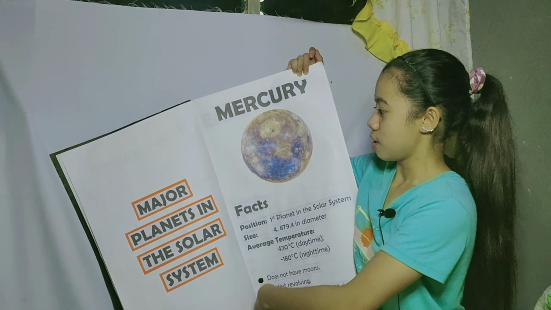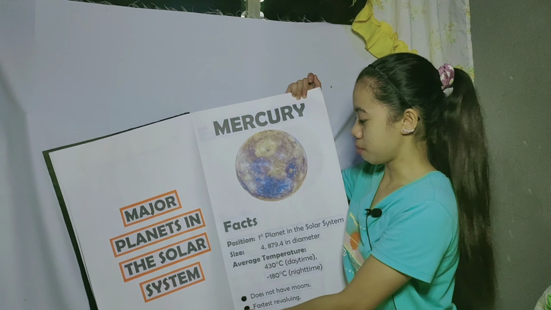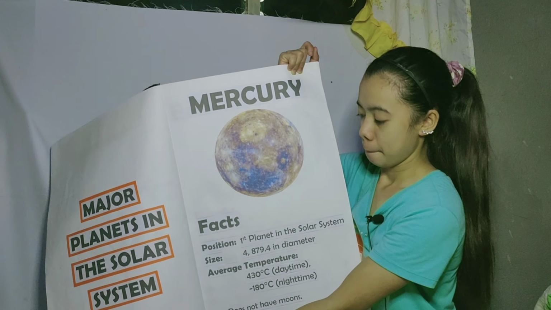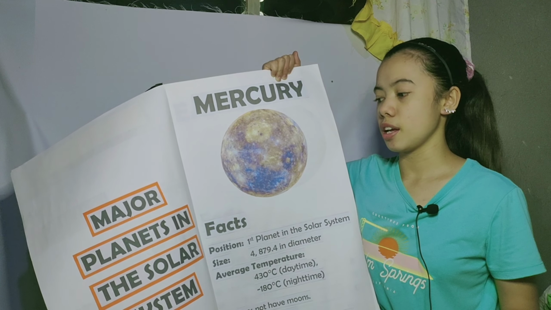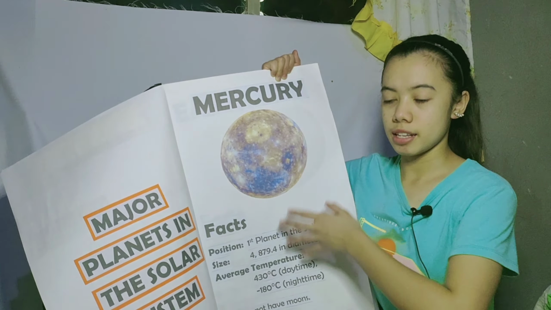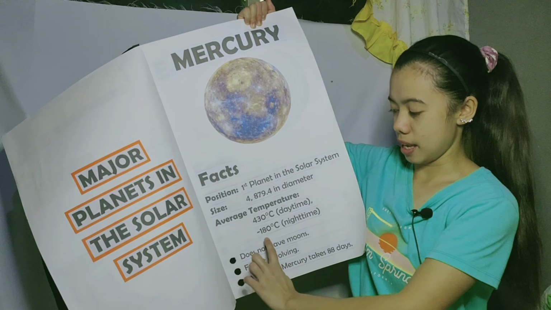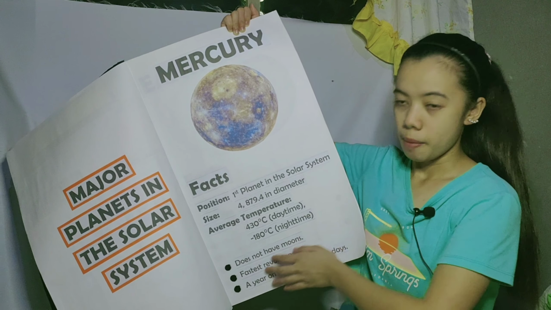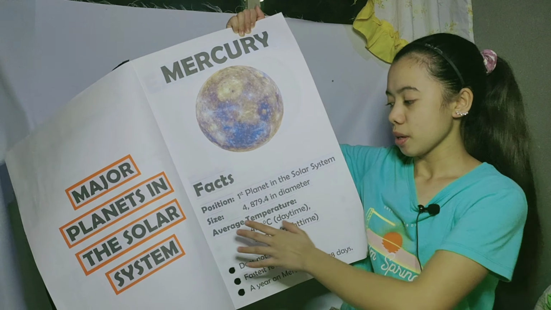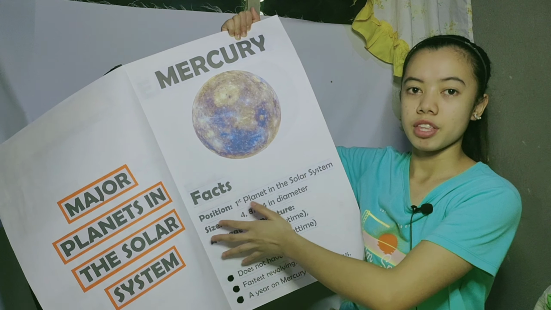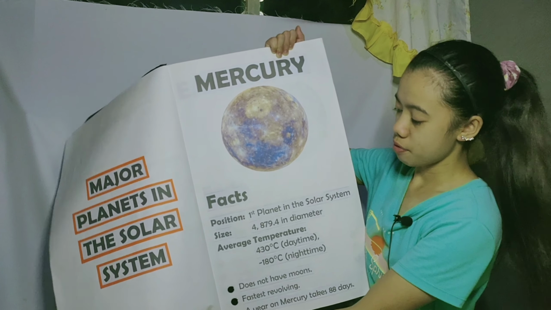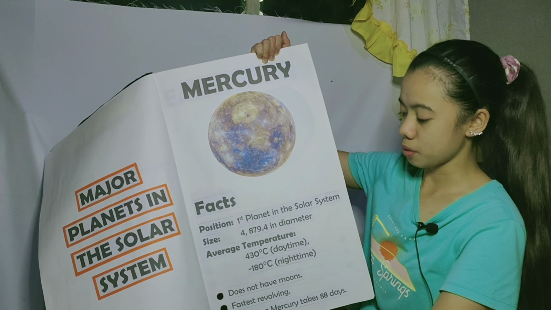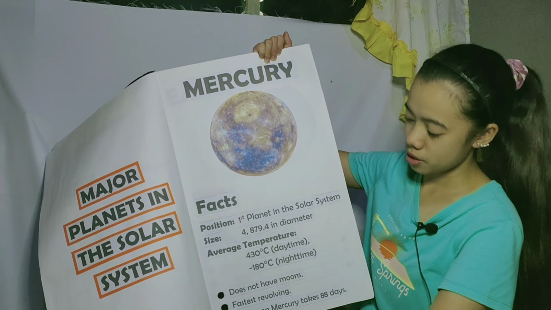Here we have the name Mercury, the image of Mercury, and then the facts about Mercury. For this big book, I have similarities for every planet. I have the position, size, and average temperature. These are just additional facts, but this is basically everything that you could see for the next planets. Its position is first in the solar system, then the size, the average temperature, and also the added facts.